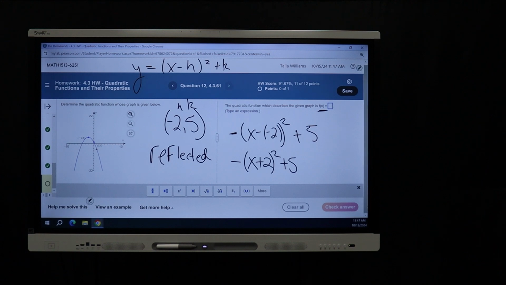I think the problem on the test is like this. I need to double check those.